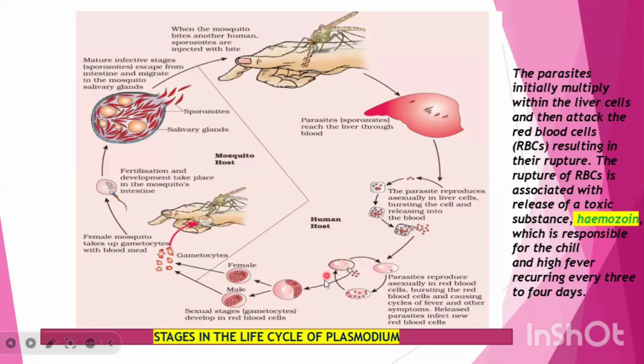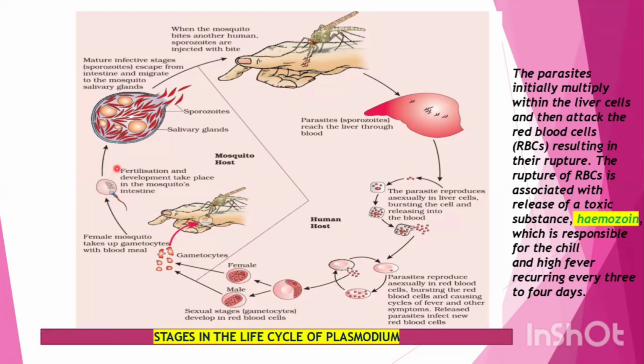Now students, after that, some of the merozoites transform into male and female gametocytes in the human RBC itself. Now, when another female Anopheles mosquito bites the malarial patient, then from the blood, the gametocytes enter into the mosquito body. Here, these gametocytes transform into male and female gametes. They get fused together in the intestine and result in formation of zygote.